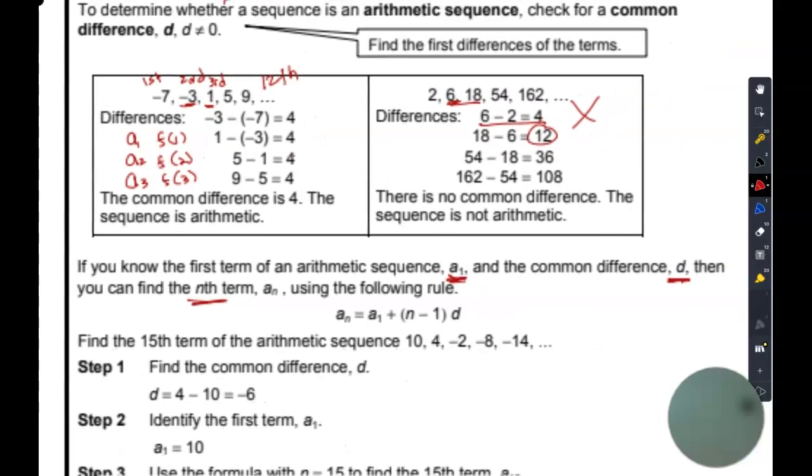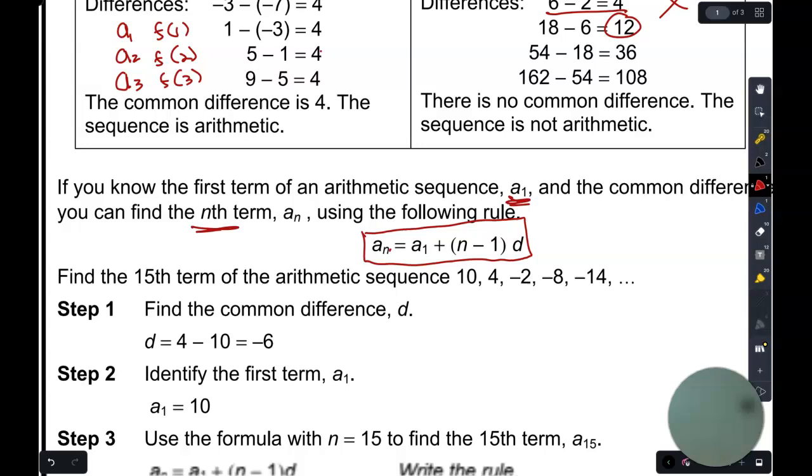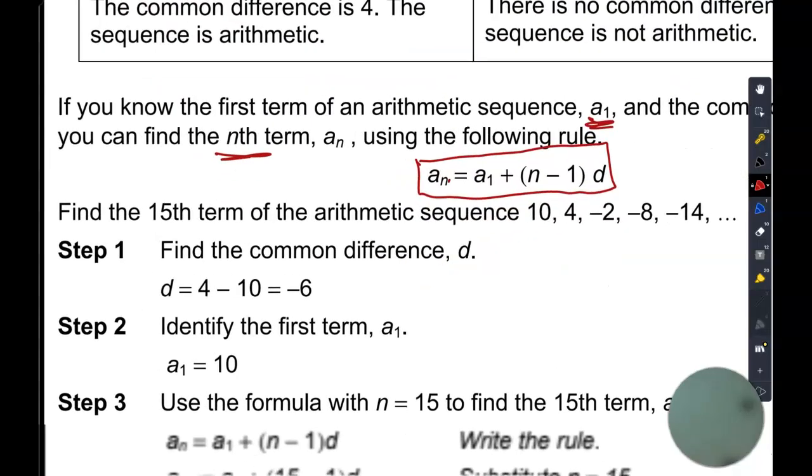If you know the first term of the sequence, A1, what I talked about a minute ago, and D, the common difference, then you can find the nth term, whichever number term you're looking for, using this following rule. So that n right here just represents whatever number term you're looking for. So let's take a look at the example they give us here. Zoom in a little bit.